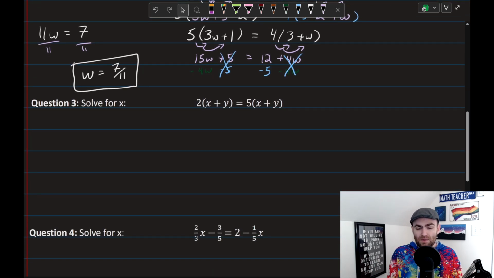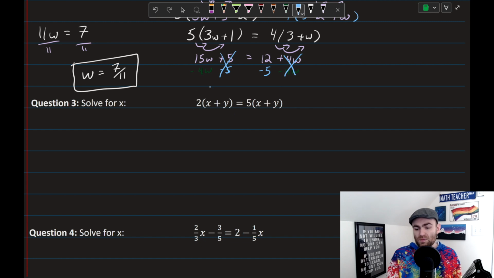All right, for this one, it's a little bit different because we have two variables. We're solving for x still, which means that we're going to get the x alone and everything else on the other side, but we have x's and y's. So our final answer is going to not be a number, it's going to be x is equal to an expression containing numbers and y's. So let's do it, shall we?